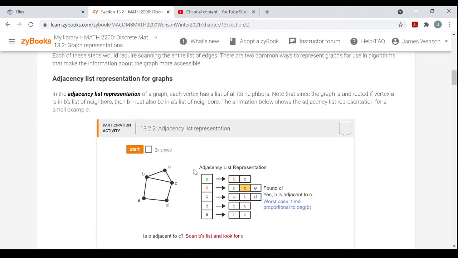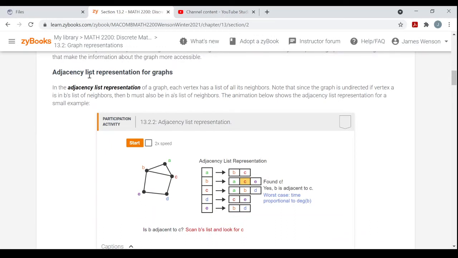So the first of these representations you're going to see is called an adjacency list. All right, an adjacency list representation for graphs. In the adjacency list representation of a graph, each vertex has a list of all its neighbors, all the other vertices it's adjacent to, that there's an edge between. Notice that since the graph is undirected, if vertex A is in B's list of neighbors, then B must also be in A's list of neighbors. Right?